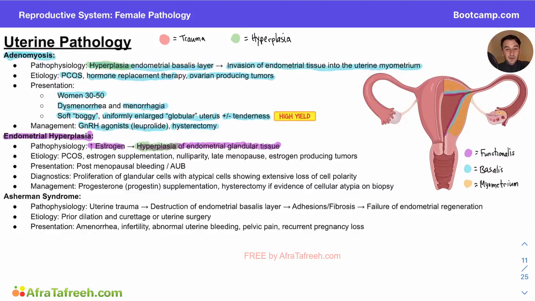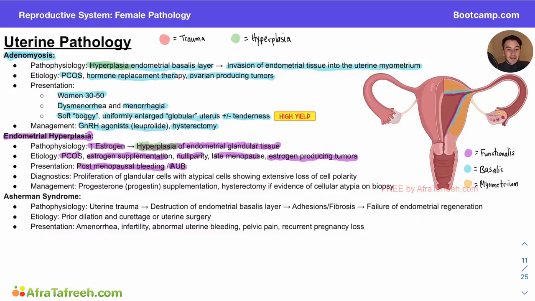It's going to be states with really high estrogen, so PCOS, estrogen supplementation, nulliparity, late menopause, or estrogen producing tumors. These are all going to predispose a patient to developing endometrial hyperplasia. And in terms of our presentation, this is usually going to be postmenopausal bleeding. Remember, all bleeding postmenopause is considered abnormal, but if we were to have a premenopausal patient, we could have any type of abnormal uterine bleeding. So this is going to be bleeding that is not expected. This is going to be bleeding outside of the normal menstrual cycle.